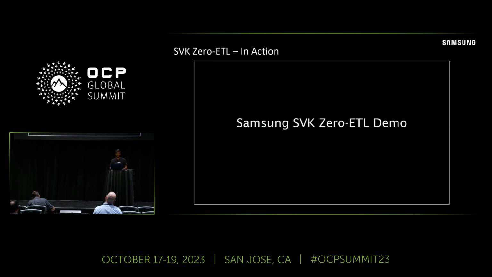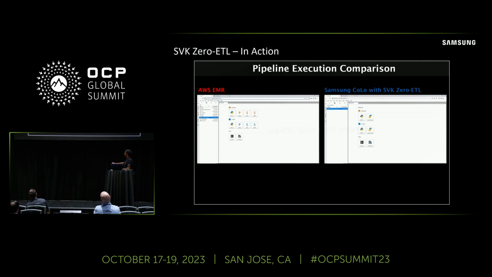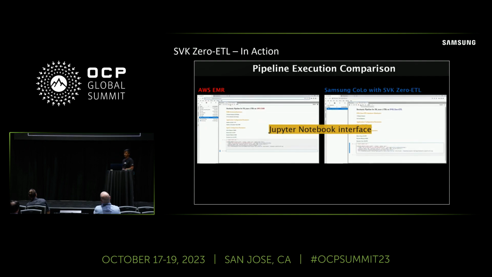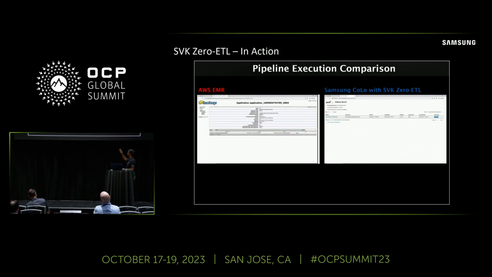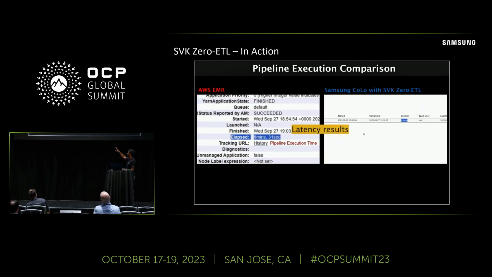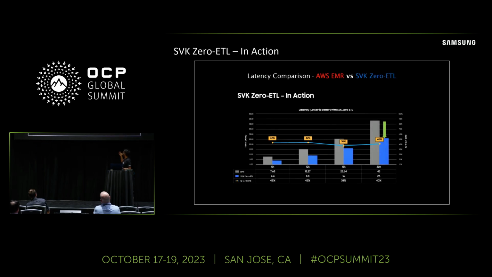And this is a short demo of what we did in our lab. You see the Amazon EMR topology and the Samsung Colo cluster. We ran the same pipeline on the Jupyter Notebook interface on both the clusters, and you see 8 minutes and 31 seconds there, while we completed our pipeline in 4 minutes and 3 seconds. So as you see, there is an instantaneous 40% TCO benefit for this kind of workload.